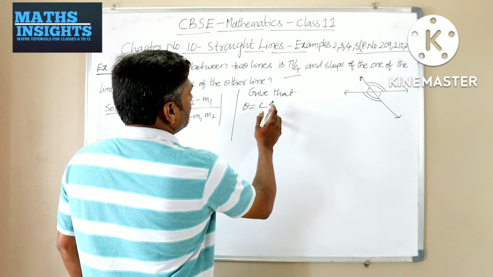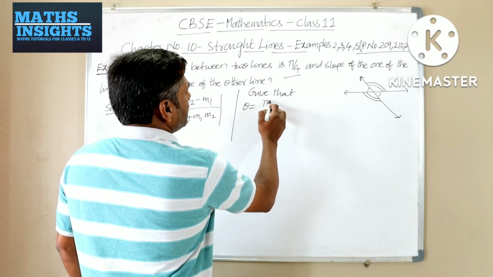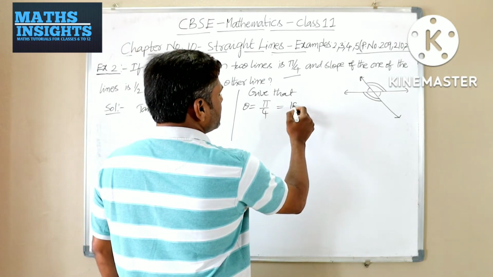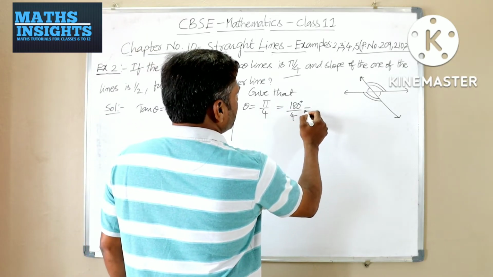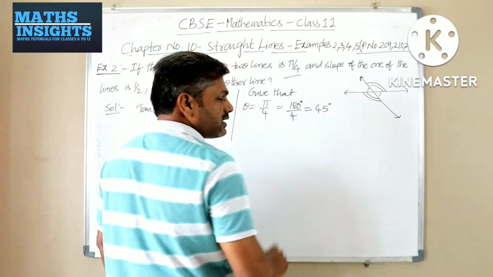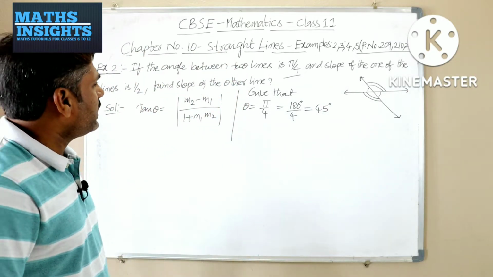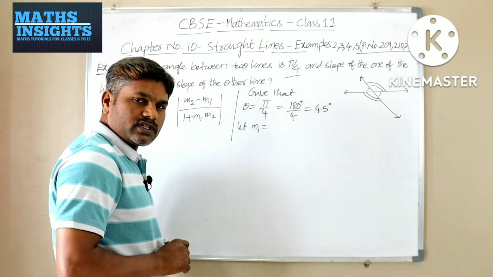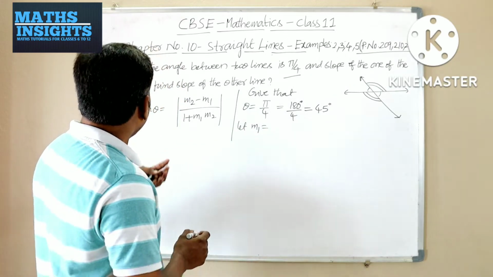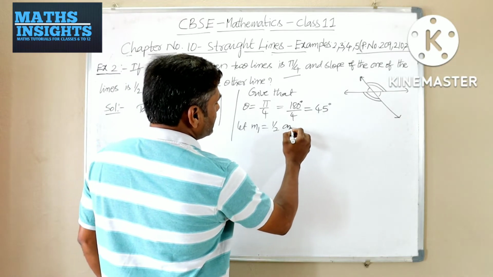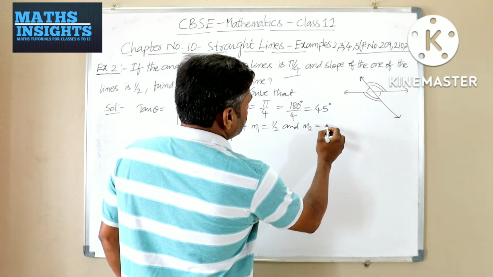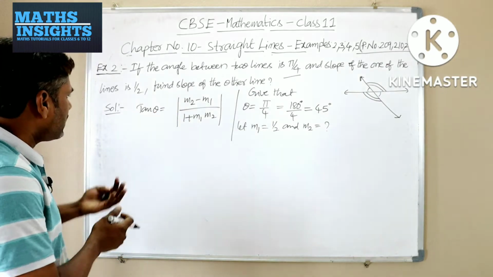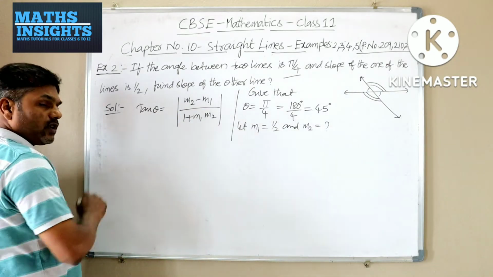theta is equal to pi by 4. See, this is radian measure. You have to convert it into degree measure. 180 degrees by 4 gives you 45 degrees, which is the angle between the given two lines. Let m1, which is the slope of the first line, be as I am assuming it, given as 1 by 2, and m2 you have to calculate.